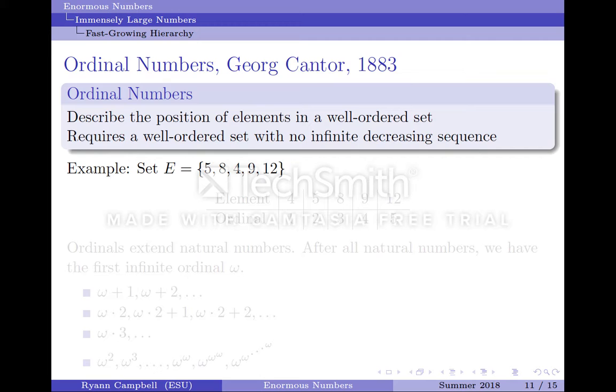Let's get a quick example here. We have the set E, which is 5, 8, 4, 9, 12. Those elements in the set we can put in order from smallest to largest, and the ordinals that we use for those are 1 through 5, since there were 5 numbers in the set. The smallest number gets 1, the largest number, which is the 5th number, gets ordinal 5.